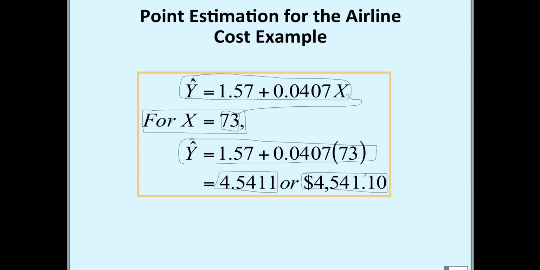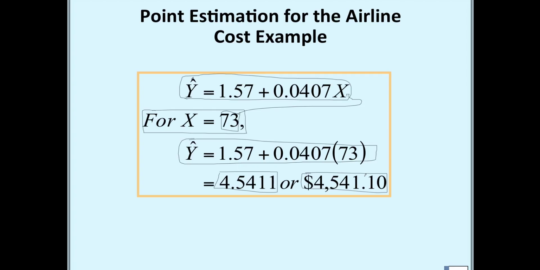So our prediction, our point estimate for 73 passengers is $4,541.10. But that is not enough. Why? Because we don't know how good our prediction is. We don't know the confidence interval. That's just a point estimate.